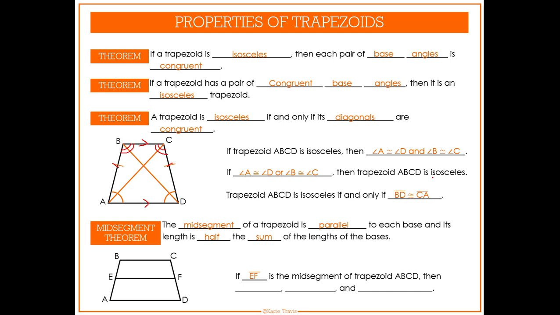So if EF is the midsegment of this trapezoid, then BC, the top, is parallel to EF, our midsegment. And EF, once again, is parallel to that bottom segment, AD, as well as EF is half the sum of BC and AD.